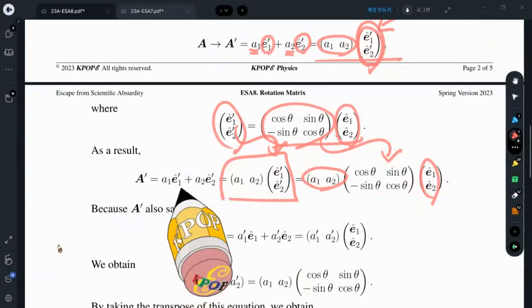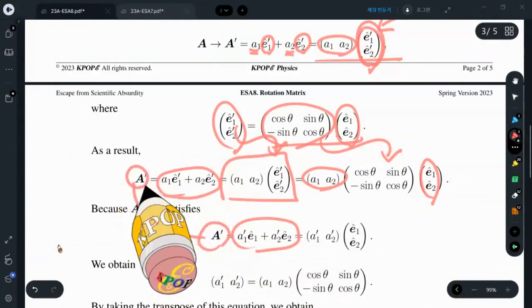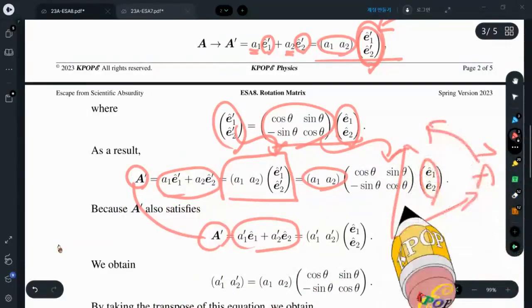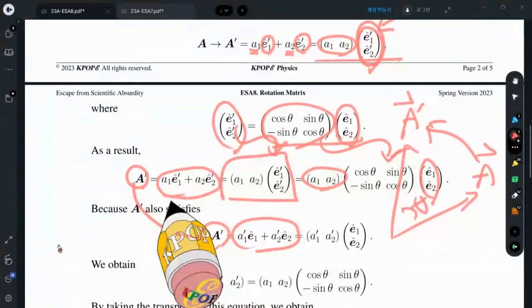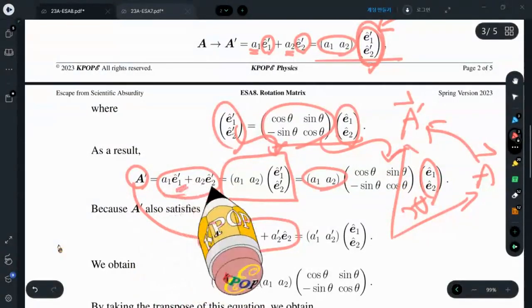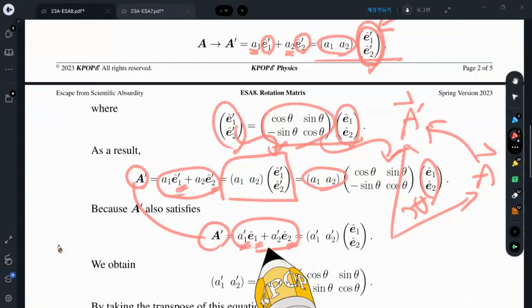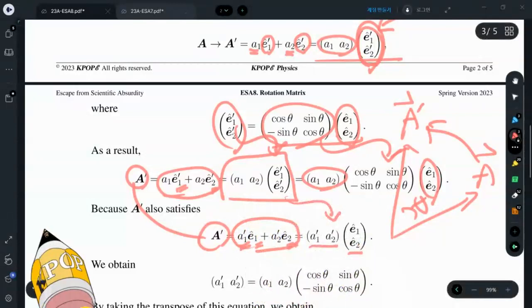As I told you, this is the same as this, because after rotation we have a vector A rotated by angle theta. We have a vector A prime, and we can either express it in terms of the old components and the new basis, or new components with the old basis. In either way, the result must be the same. As a result, this one can be expressed in this manner.